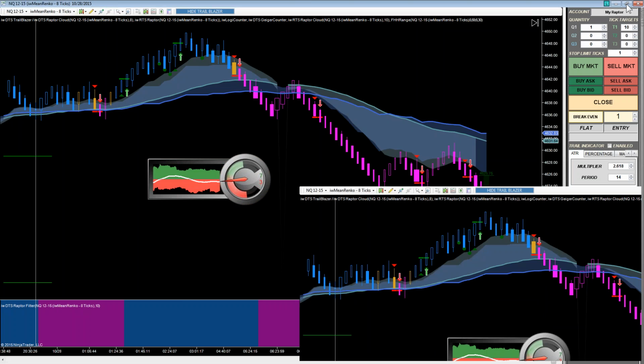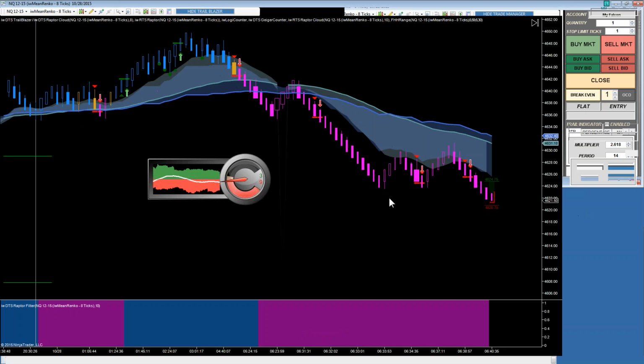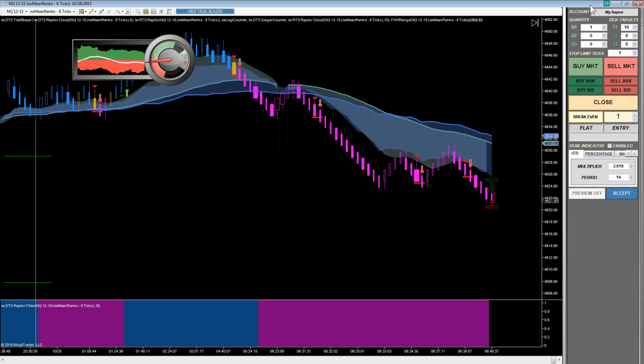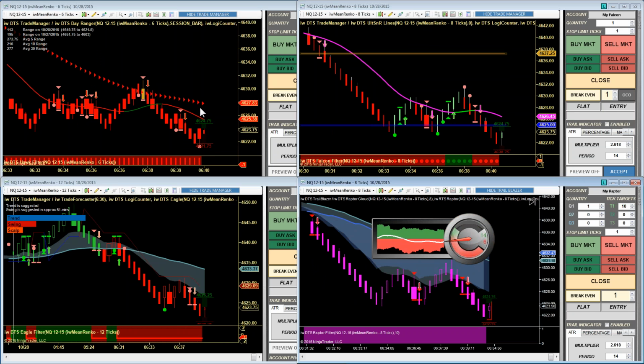All right, so there's a real quick overview of the different tools. And it looks like we missed out on a pretty good move there to start, but not to worry, we will find another.